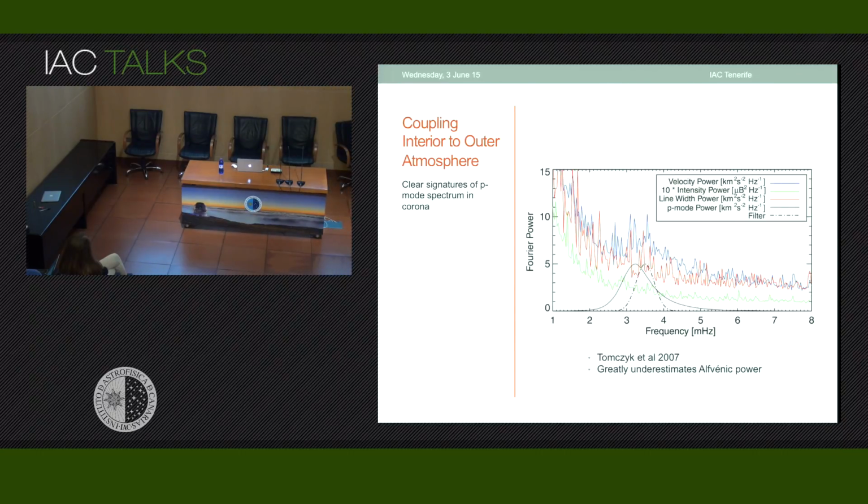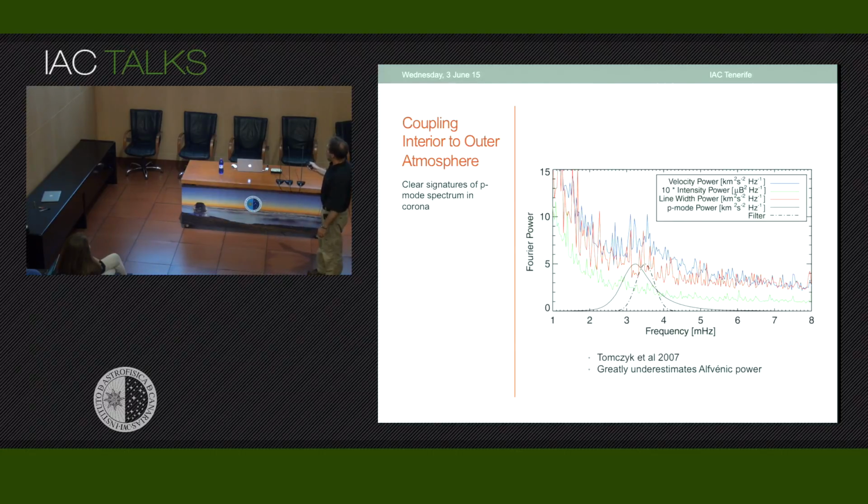Here's a figure from a famous paper by Steve Tomczyk et al. in 2007, which was, I think, the first identification of Alfvén waves. They called them Alfvén waves. There's been a lot of discussion about that since. But transverse waves in the corona. And here's a power spectrum for them that was observed. And we notice a peak here, a bump, at where the sun's P-mode frequency is, the 5-minute oscillations that I was speaking of before. So there's obviously quite a contribution here.